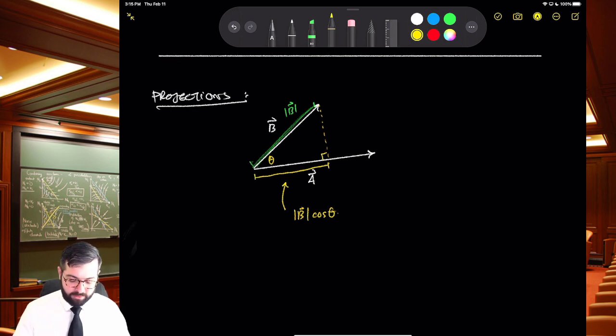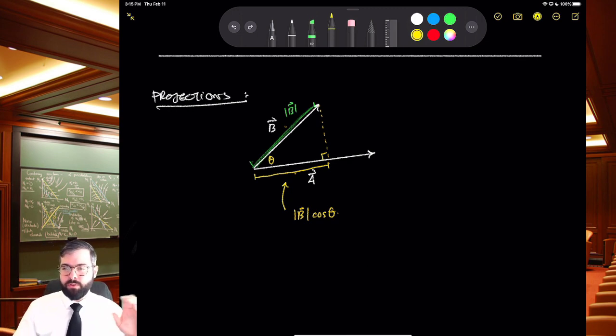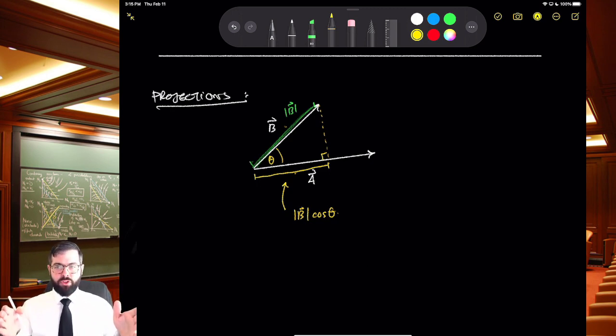Why? Because cosine is adjacent over hypotenuse. And so if we solve for that side in terms of theta, we get hypotenuse times cosine theta. So that's why I said review your triangle trig just so that this stuff isn't too terrible. This is B, this is the magnitude of B times cosine theta. So that's the length of this projection.